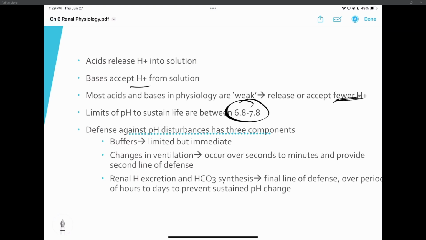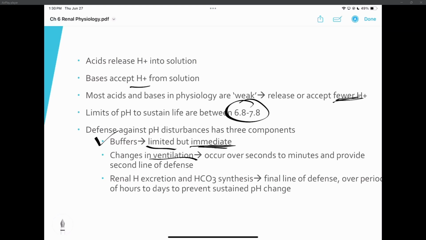So we have to be able to defend against disturbances in pH. We have a couple of systems for that. We have buffers, but they're limited, but they are immediate to help buffer the pH of the blood. We can change ventilation. That occurs in seconds to minutes. That's your second line of defense. We can alter our breathing very fast.